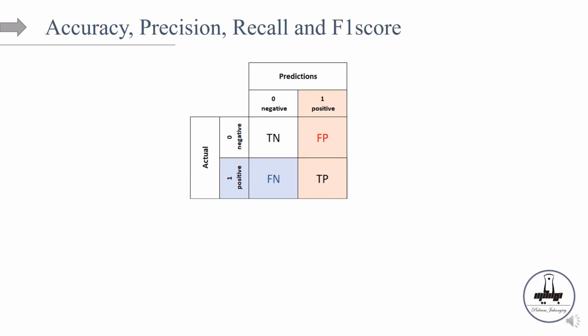All right, let's start with the most intuitive performance metrics that we can think of. We have 4 numbers. We know 2 of them are good, true negative and true positive, and 2 of them are bad, false positive and false negative. The false ones are the misclassifications, right?